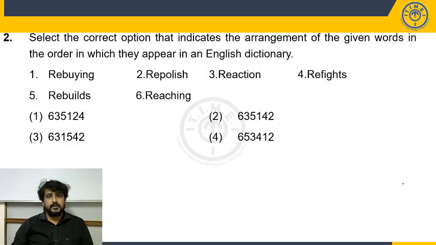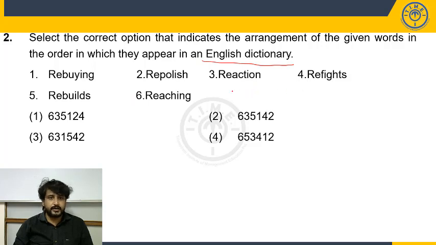Question number 2. Select the correct option that indicates the arrangement of the given words in the order in which they appear in the English dictionary. We know how to arrange the words in dictionary order. First, we will be looking at the first letter. In all the cases, the first letter is the same. So we will be looking at the second letter. Even in all the cases, the second letter is the same, R E R E R E R E R E.